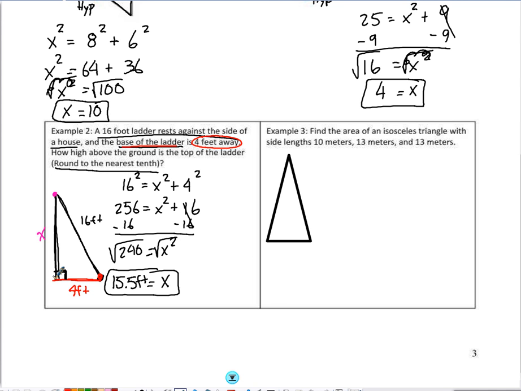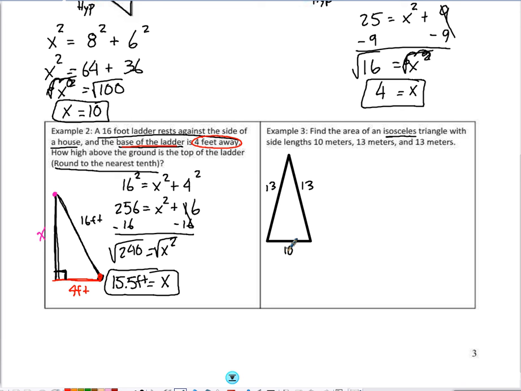Find the area of this isosceles triangle with the side lengths of 10 meters, 13 meters, and 13 meters. So I went ahead and gave you a picture of an isosceles triangle there. The two sides that are congruent in an isosceles triangle are the legs, so both of these are going to be 13 and 13. The base here is a length of 10 meters.